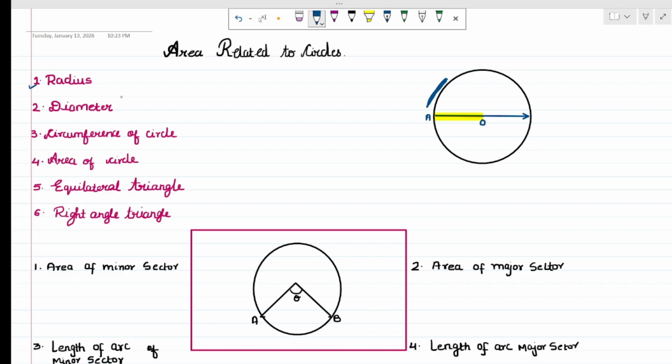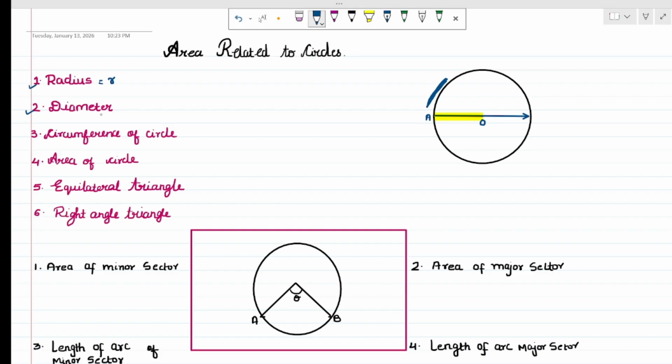Okay, so for radius, suppose OA is our radius. We have drawn our circle with center O, and taking OA as a radius, we have drawn the circle. This radius is OA. So how will we denote our radius? It is denoted by R. Okay, this is the first term. What is radius? Radius means the line drawn from the center to the edge of the circle is called radius.